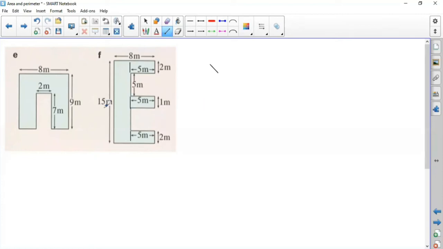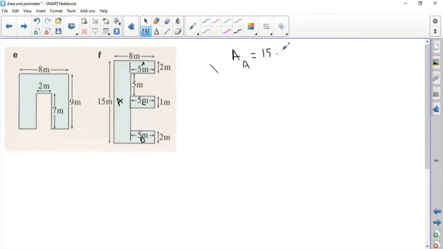Which one do you prefer? Okay, so I have area A, area B, C, and D. What is the area of A? Area of A has 50 meters times.